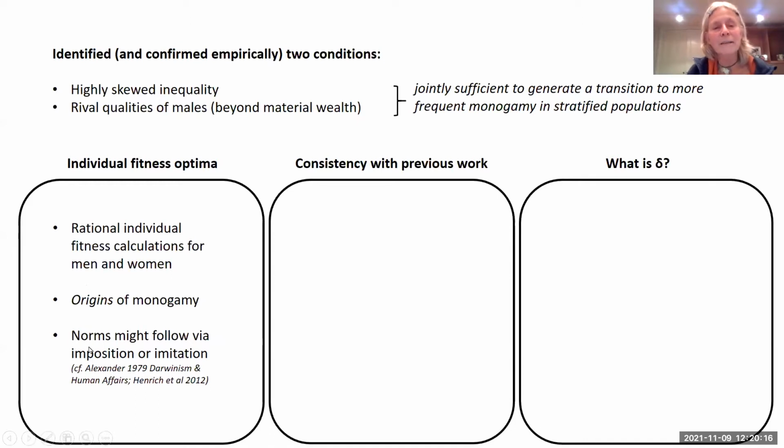And this is precisely the kind of situation where you've got a class of people for whom monogamy is actually the best option, where we might expect norms to arise resulting from either imposition, that this class then imposes monogamy on others in the population, or others possibly imitating this particular class. So our explanation is somewhat different from that of Alexander or that of Henrich et al. Pete is an author on that as well. So it's not contradictory, but it adds more in terms of explaining the potential origins of monogamy.